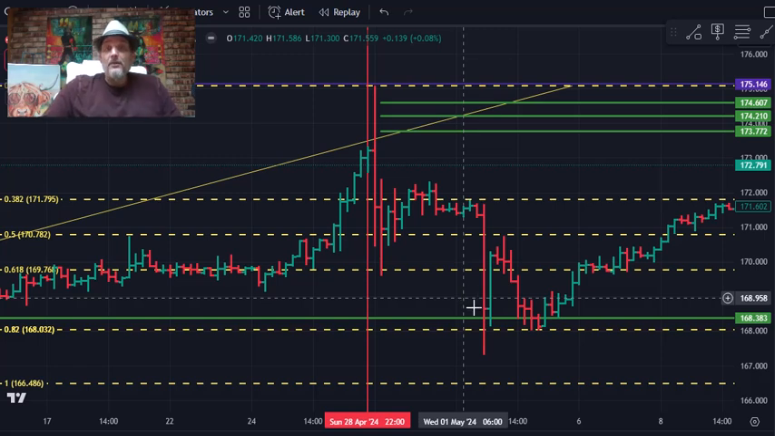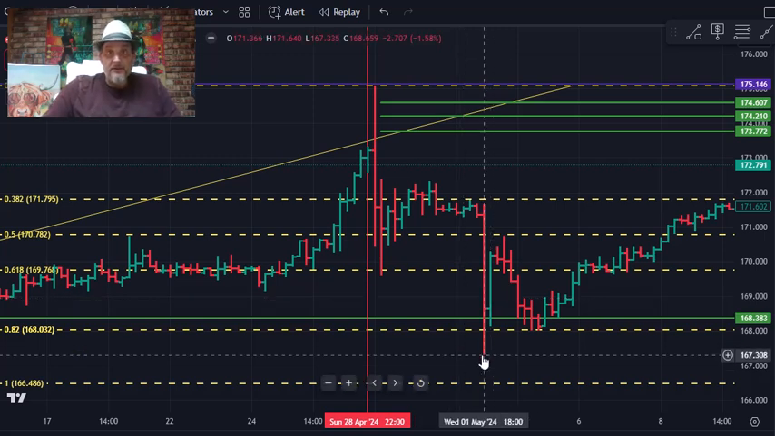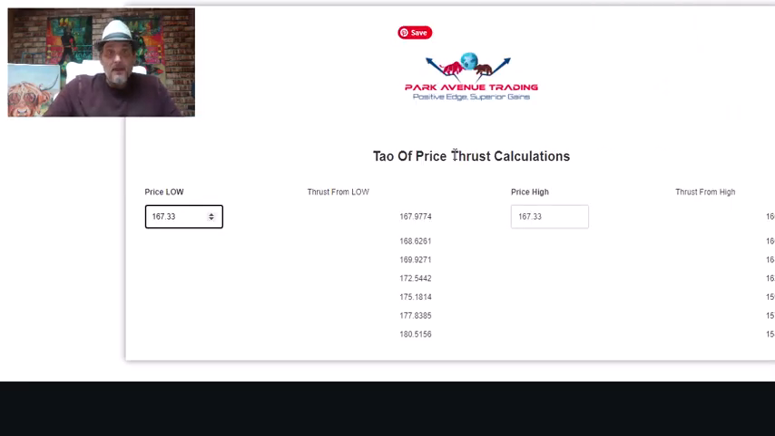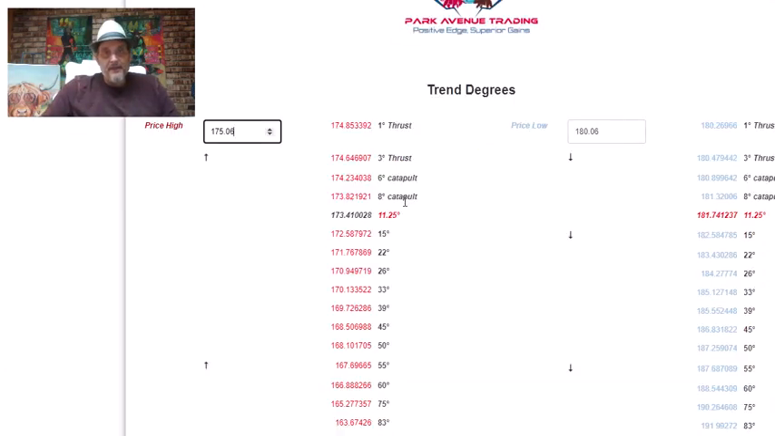Okay, so now the marketplace makes this low at 167.33. I'm going to go through the thrust calculator. This is a separate calculator. And I told you that the third level on the trend degree calculator is 8 degrees. On the thrust, 1 degree is basically just the first kind of push, saying, oh, this thing is not really holding, it's kind of failing. But the 8% catapult level is important because that's the one that's saying it's going down lower.